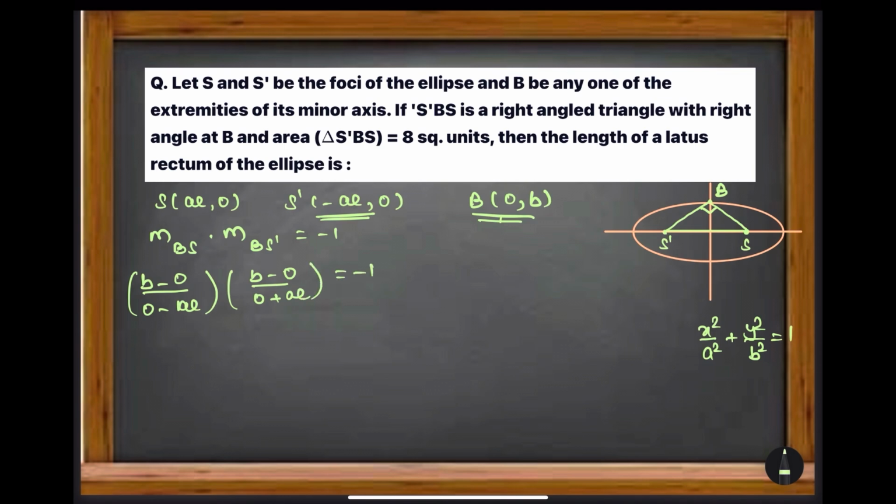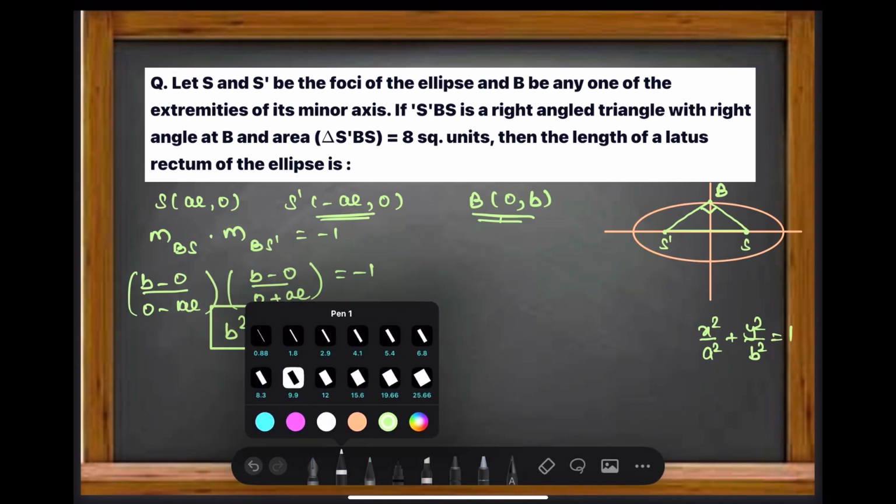So can I say it is b square over a denominator with minus and plus, so its product will become minus. The minus will go to that side and become plus. So we can write b square equals a square e square. So we got our first relationship.